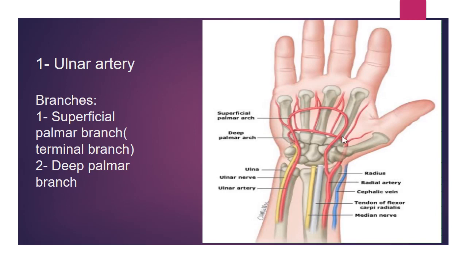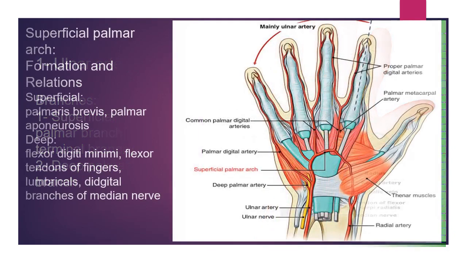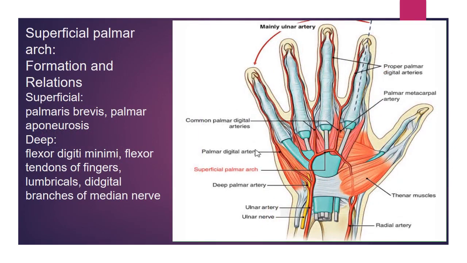We'll talk about the superficial palmar arch first of all. Here is an image showing the superficial palmar arch and its branches in the hand. Here is the ulnar artery. Here is the radial artery. This is the deep palmar branch of the ulnar artery. We'll talk about this deep branch later on. And this is the superficial palmar branch of the ulnar artery, which is the main continuation of the ulnar artery.